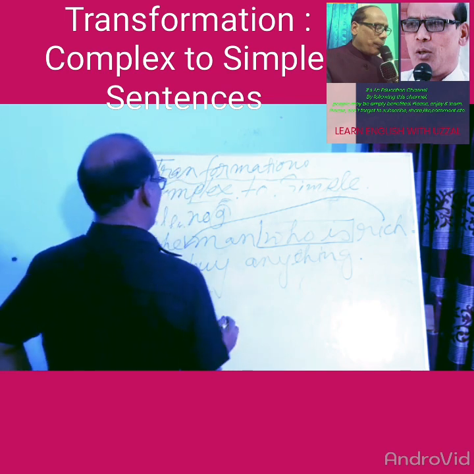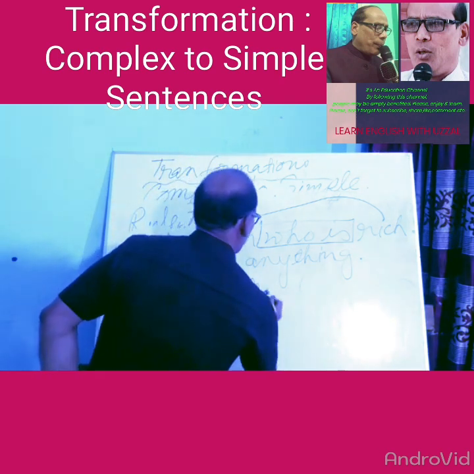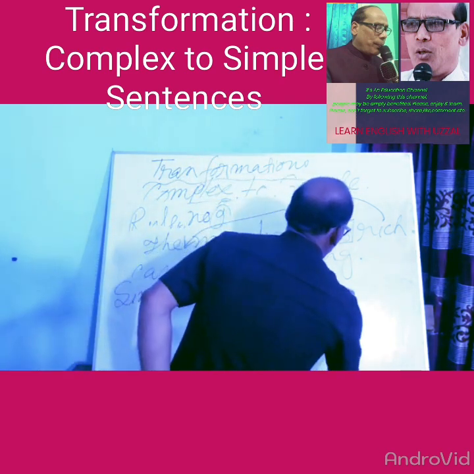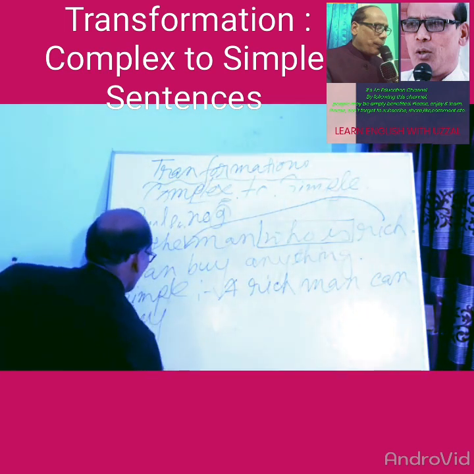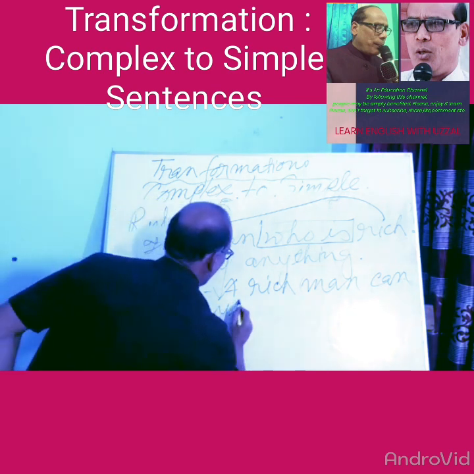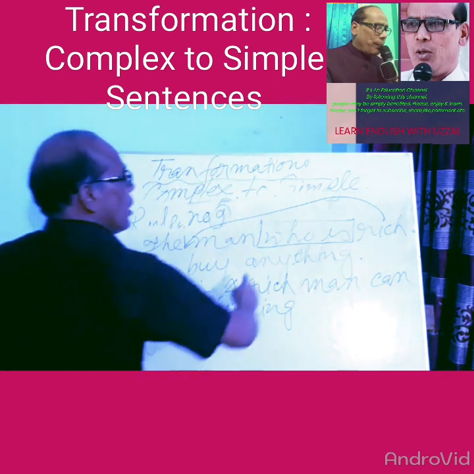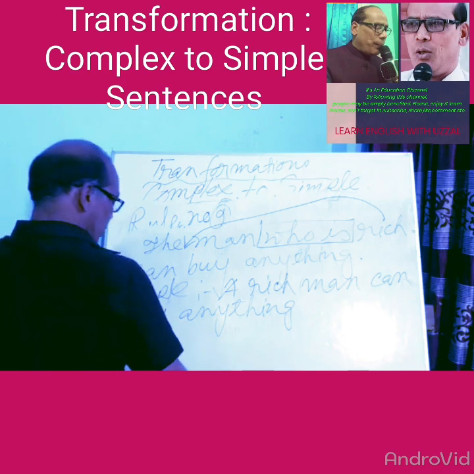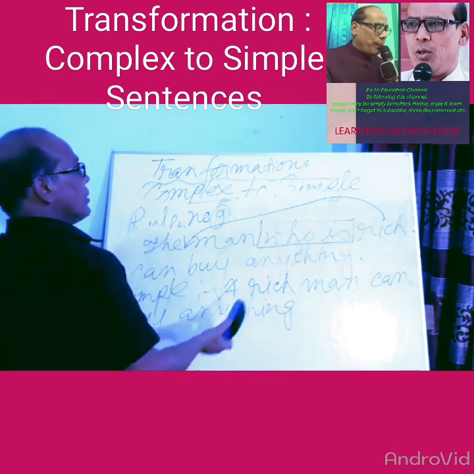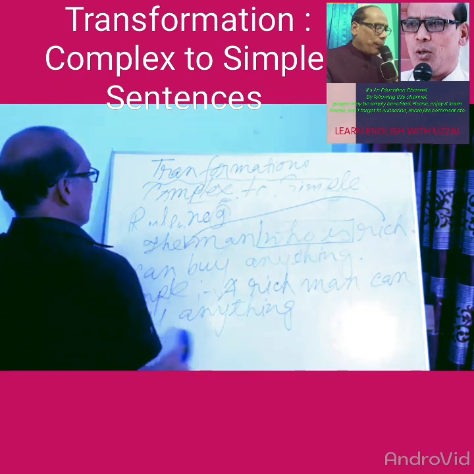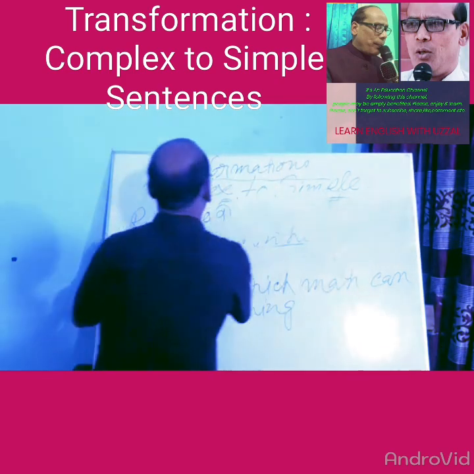The simple sentence here would be: A rich man can buy anything. So this is the rule. You will have to omit the relative pronoun and also the to be verb, and the adjective will come between the article and the noun subject. And next rule.